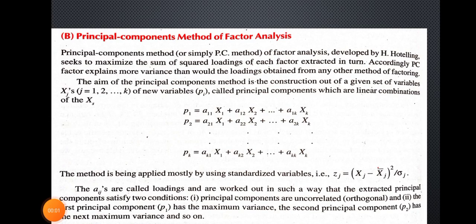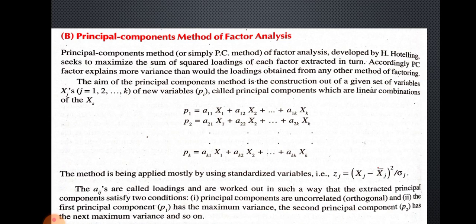In this video, we will study the second method of factor analysis, that is the principal component method of factor analysis. The principal component method, or simply PC method, was developed by H. Hotelling, seeking to maximize the sum of squared loadings of each factor extracted in turn. Accordingly, a PC factor explains more variance than would the loading obtained from any other method of factoring.